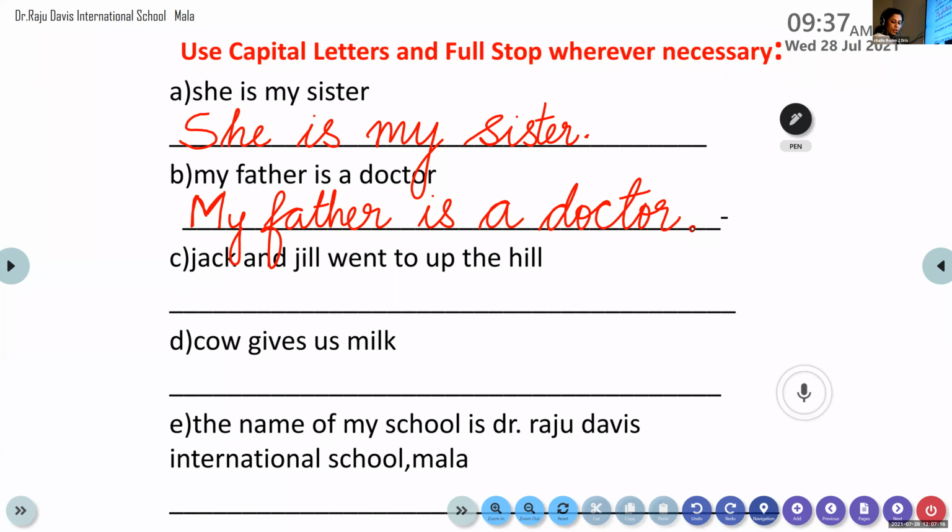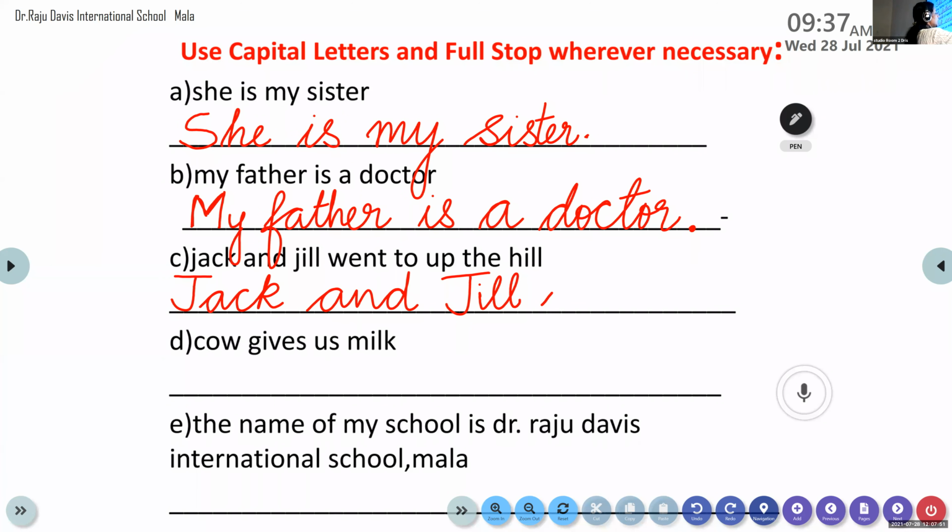Okay, now let's move on to the third question, children. All of you, please have a look at it. Jack and Jill are names of people. So what we have to do is write J in capital letter. Jack is the name of a boy, so J should be written in capital letter. All of you, please do write it. Jack and Jill. J should be written in capital letter, my dear children. It's the name of two persons.